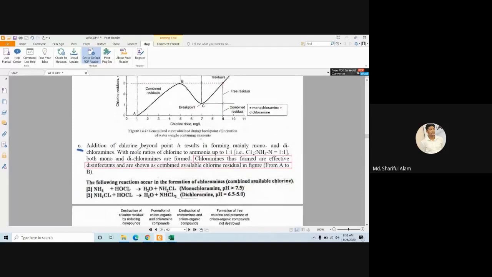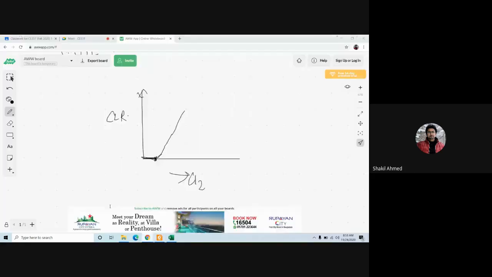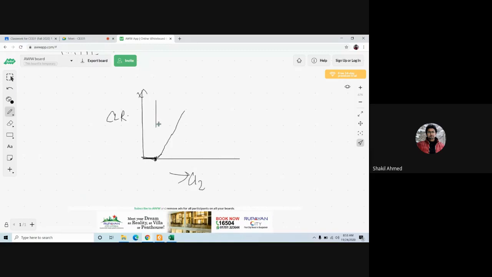Now, addition of chlorine beyond point A. So beyond point A, chlorine reacts with ammonia, forming mainly mono and dichloramines with mole ratios of chlorine to ammonia up to 1 is to 1. That means when your ratio of chlorine divided by ammonia, this molar ratio, is 1 is to 1, then it produces mono and dichloramine in this range. Is it clear?